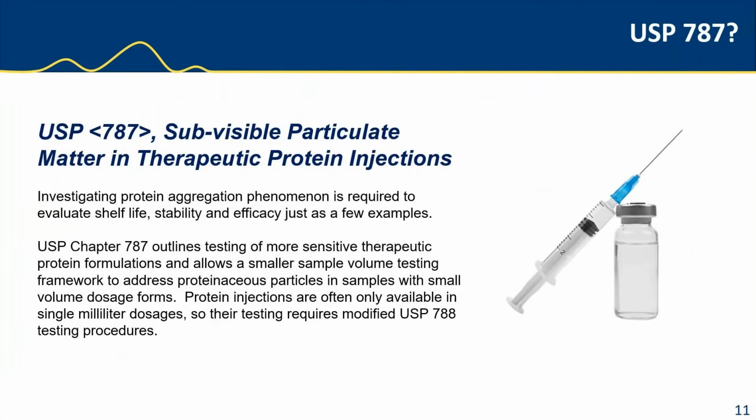USP 787, subvisible particulate matters in therapeutic protein injections, requires testing of the product in smaller volumes. Similar test to USP 788, but the volumes are smaller. And so it has a modified testing requirement to that of USP 788. The protein injections typically come in very small volumes, so I guess they're trying to save on the cost of the product, and they're just testing smaller volumes because of the nature of the product and the volumes that it comes in. Normally they're basically dedicated for patients and single injections, etc.